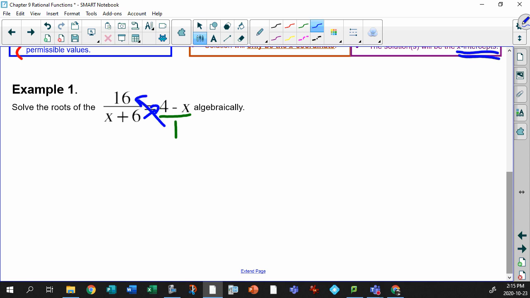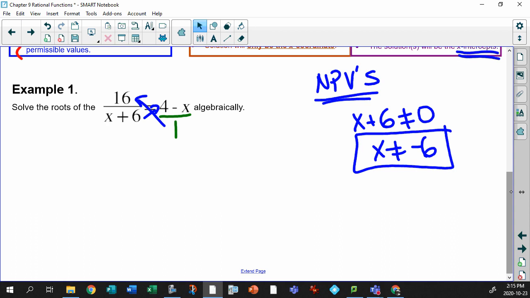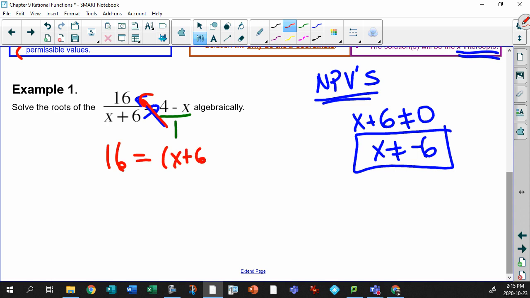But look what you forgot to do. NPVs, yes. x plus 6 cannot equal 0 means that x cannot equal -6. Watch out for that NPV. It's going to bite ya. Be careful. Okay, so let's cross multiply. Well, that's easy. 1 times 16. I think that's 16. x plus 6 times 4 minus x.